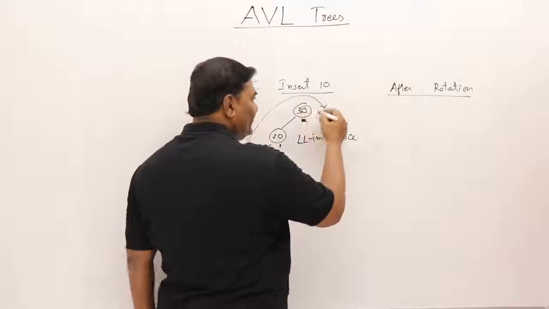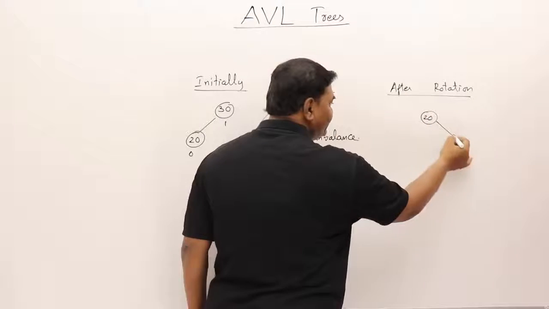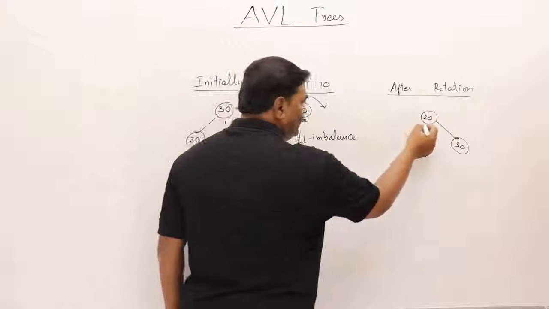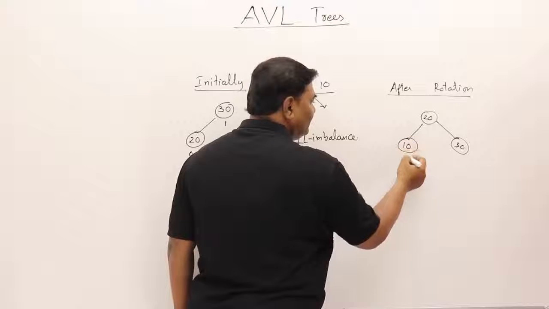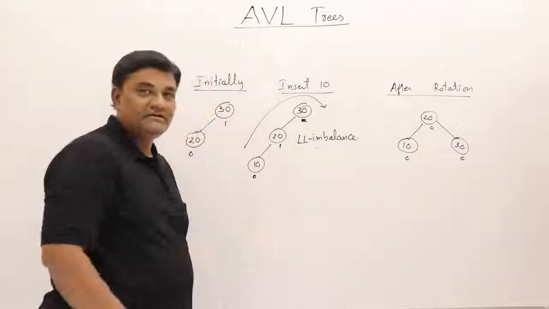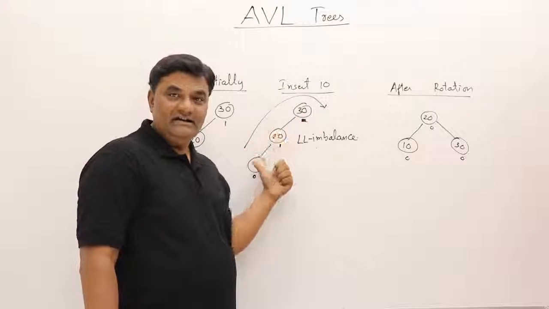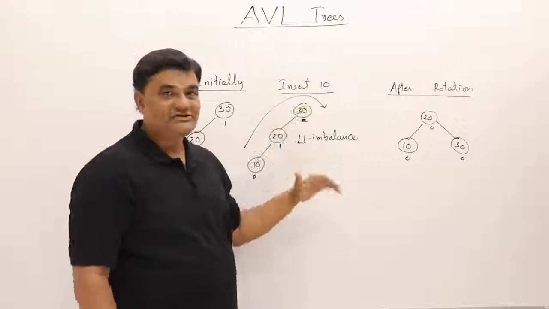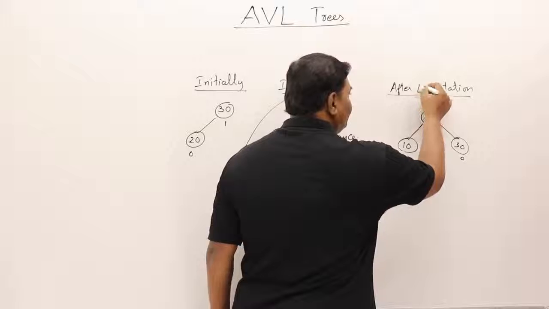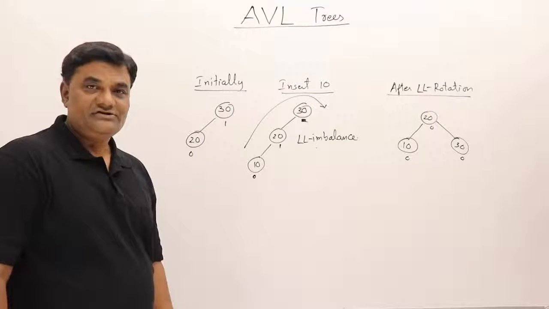So how it looks: 20 will move up, and 30 will move to the right side, and 10 will take the place of 20's left. 10. Now this is perfectly balanced. This is balanced. Because this was an LL imbalance, I have performed this rotation. So let us call this rotation also LL rotation, that is a right rotation. So this is the first rotation.